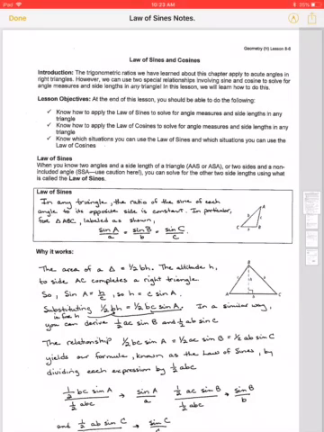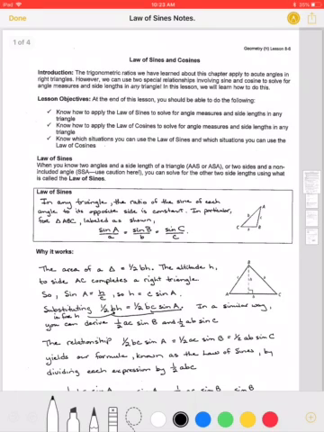Hey geometry geniuses, we're going to be taking a look at the next section, 8.6, dealing with law of sines and cosines. What's cool about this section is that we don't necessarily have to work exclusively with right triangles anymore. With law of sines and law of cosines, we're able to solve for angle measures and side lengths now in any triangle.